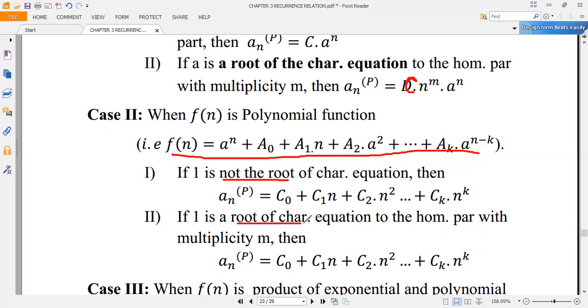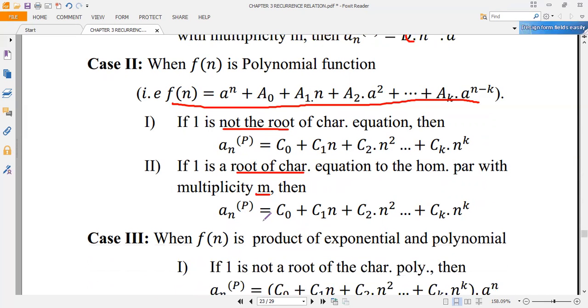If 1 is a root of the characteristic equation of the homogeneous part with multiplicity m, then the initial guess, or the trial solution to find the particular solution, will be taken as C0 plus C1n plus C2n squared plus ... plus Ckn to the power of k times n to the power of m.